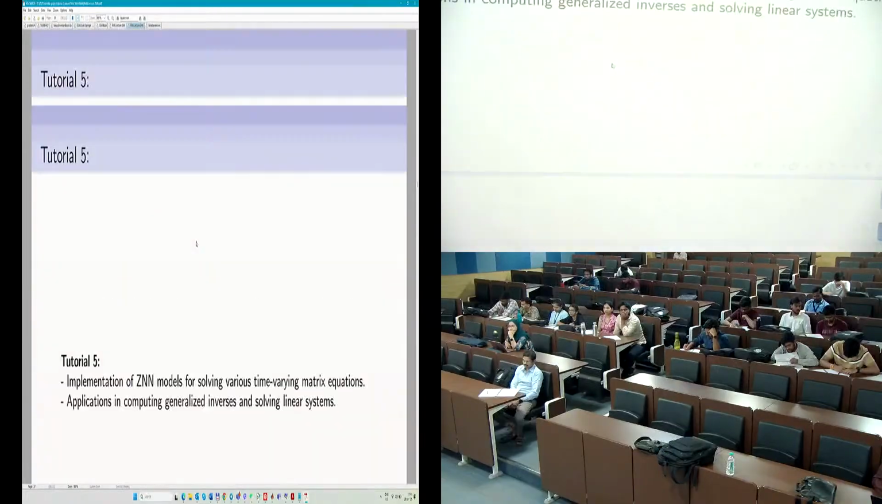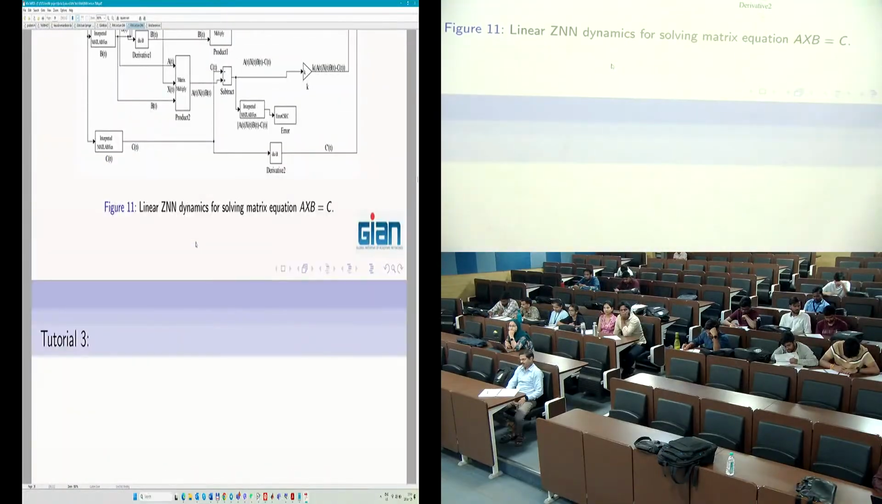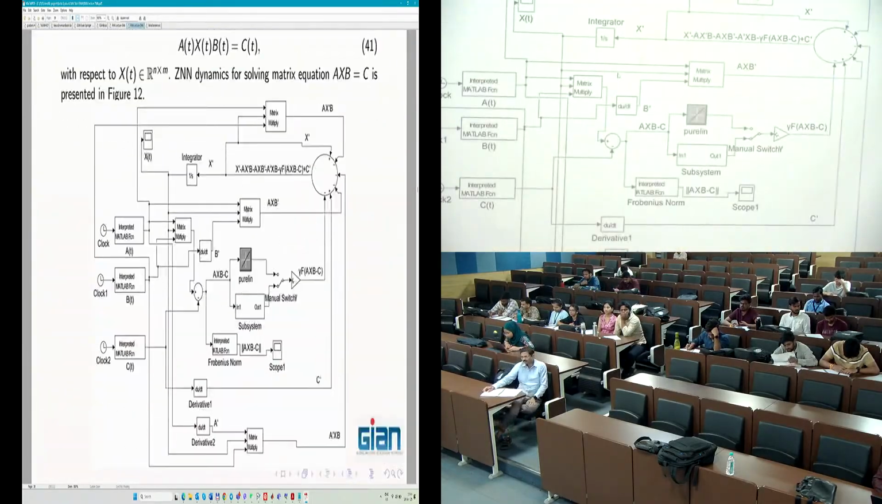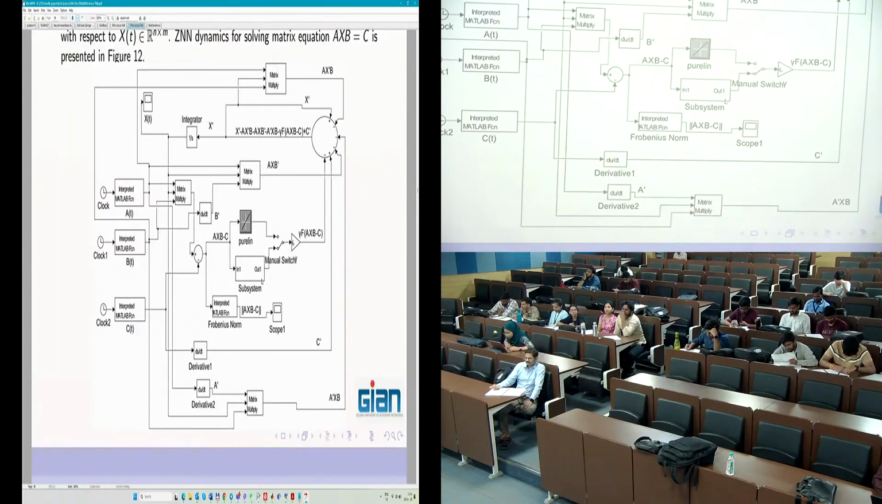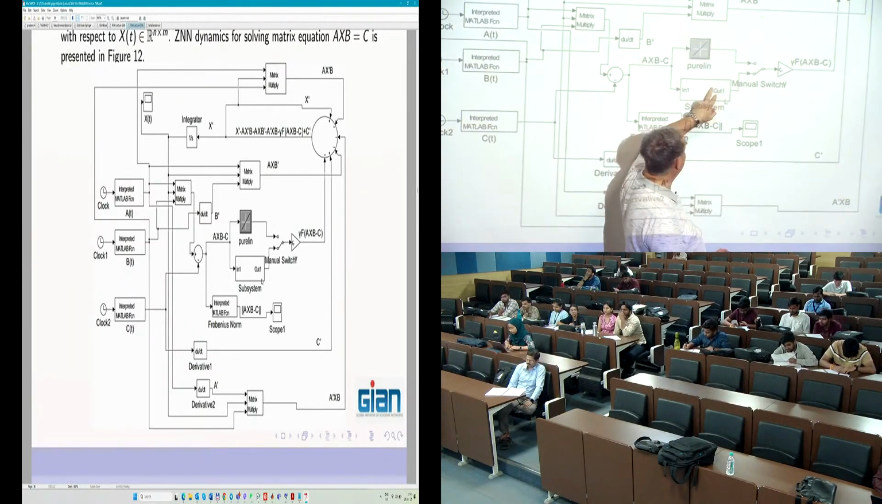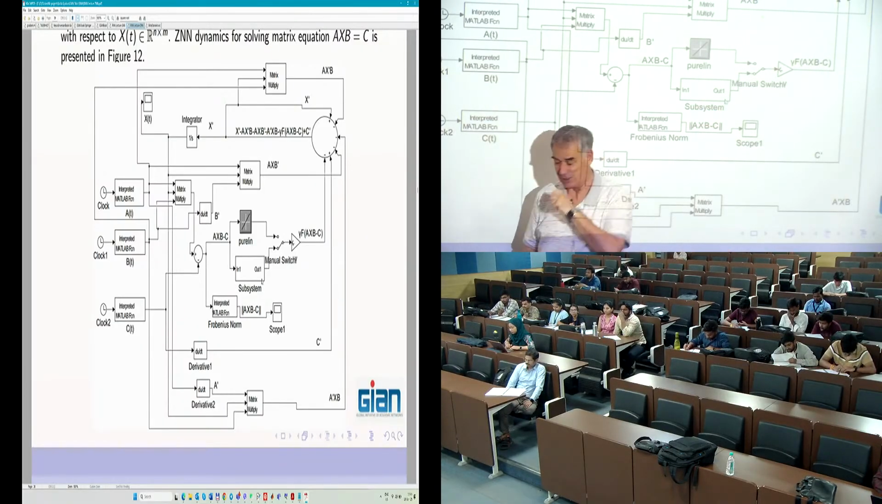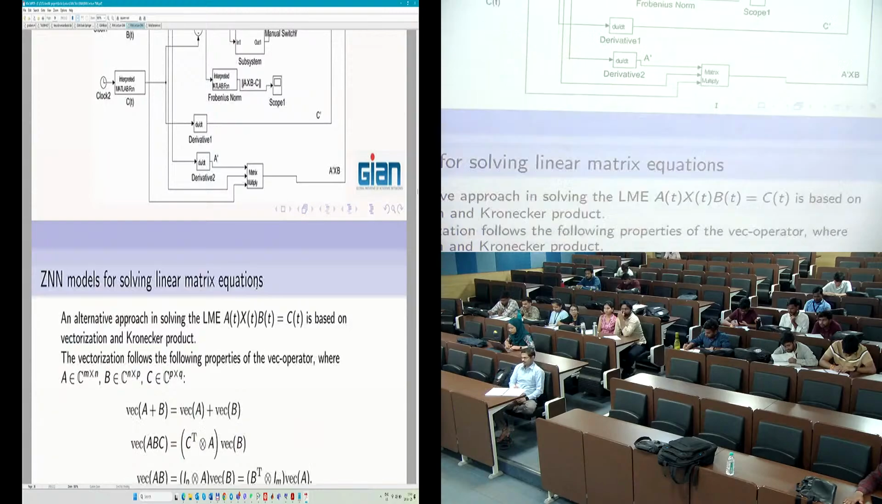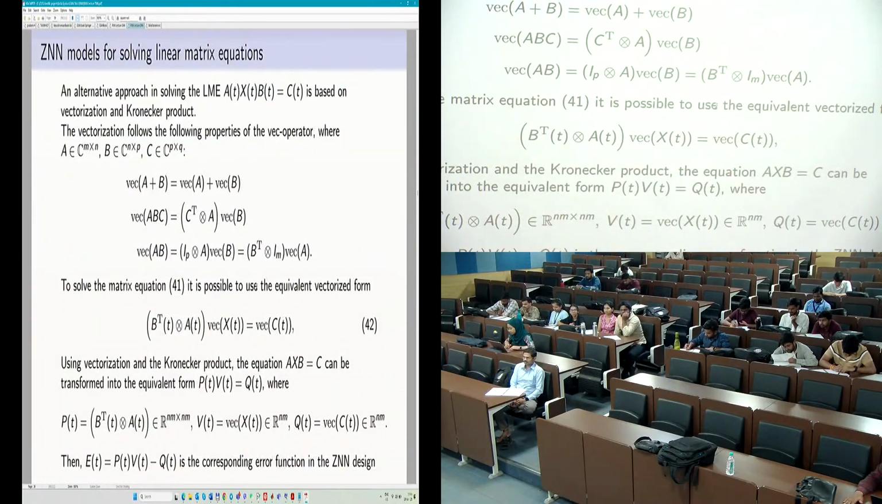First model is linear. Another model is nonlinear. There is included an activation function and a subsystem with different activation functions. It is the difference between two models. It is one approach, direct approach, how to solve a system or how to solve a general linear matrix equation.